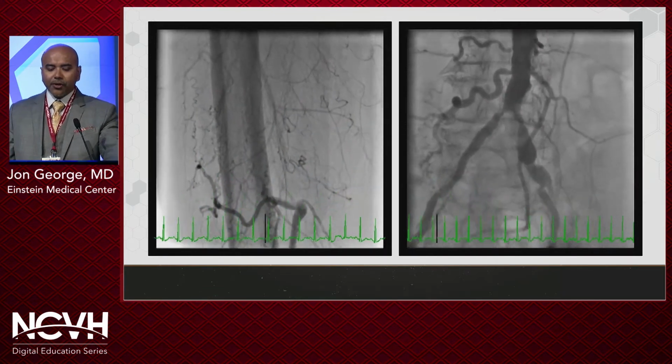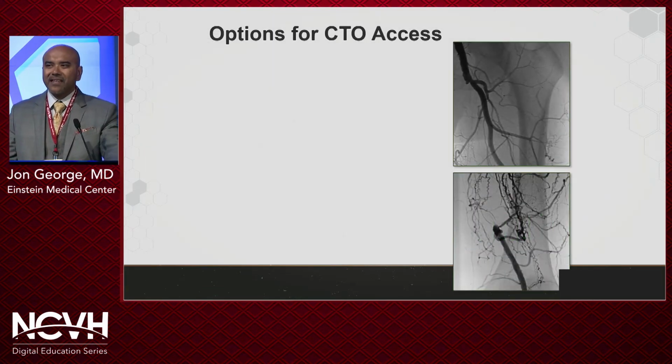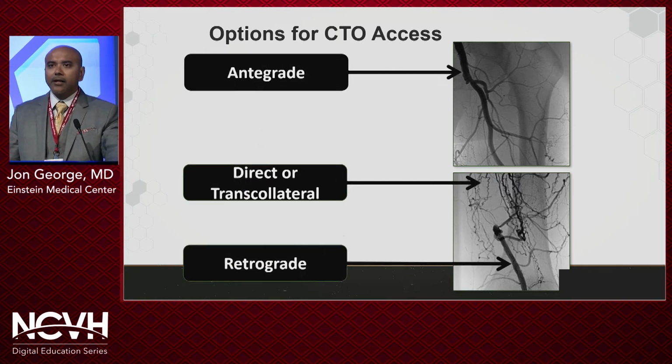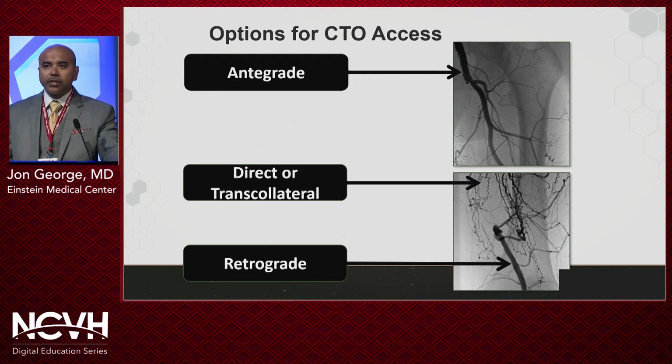So how do you approach a patient like this? And what are your options? There's a variety of access options first, obviously going antegrade, going retrograde from the foot, and we've gotten extremely good at that. And the third option is obviously a direct puncture into the occlusion or a transcollateral revascularization through extensive collaterals if they're large enough.